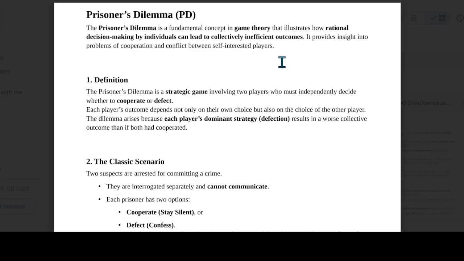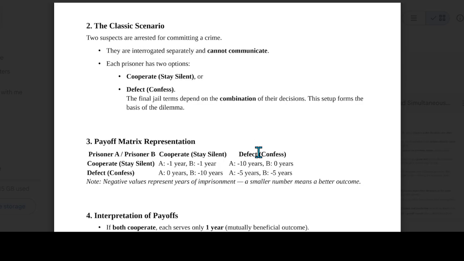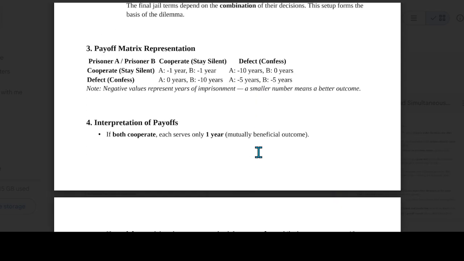So how do you define prisoner's dilemma? It is a game with two players, and each must choose either to cooperate or defect without knowing what the other will choose. The result depends on both of their decisions. Even though cooperating helps both of them, defecting seems safer for each individual, which is why this dilemma, this problem, arises.